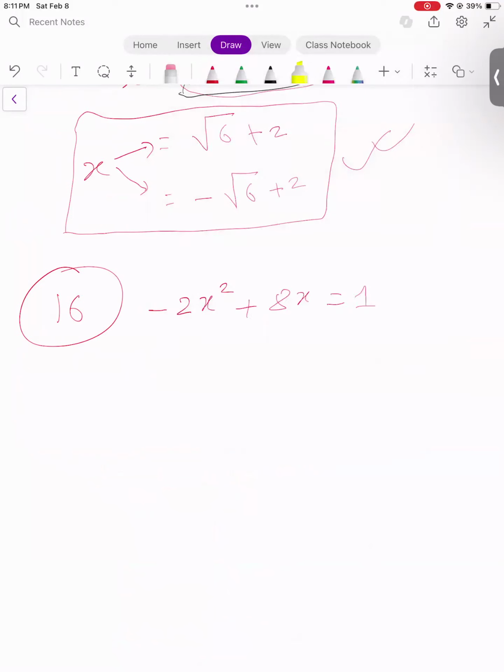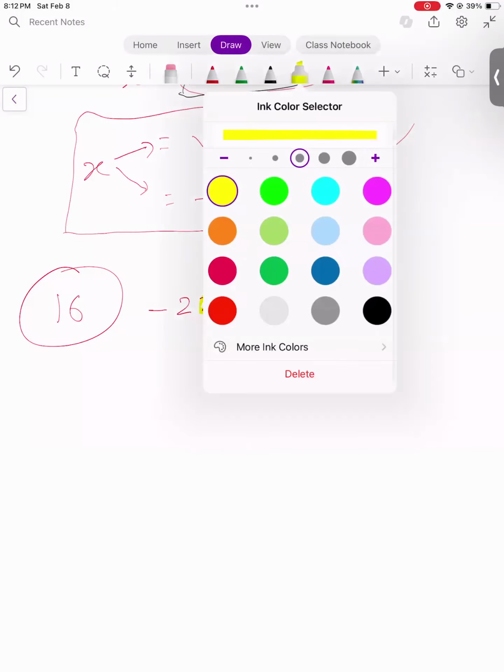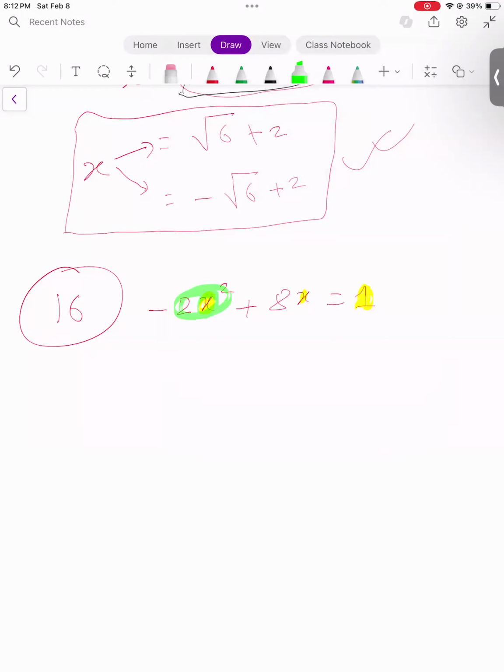The first step is we write every term with a variable on one side and the constant on the other side, which we already have here. So we can skip that. Let's go to the second step. The second step is making the coefficient of the square term 1. So this is our square term. Right now, we have negative 2 as a coefficient, and we want to make it positive 1.